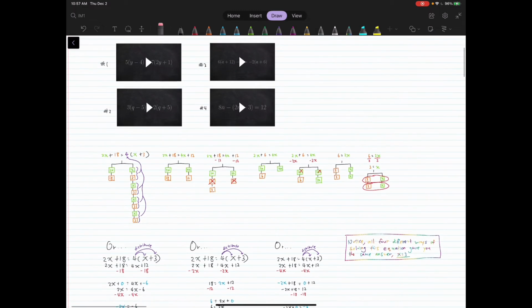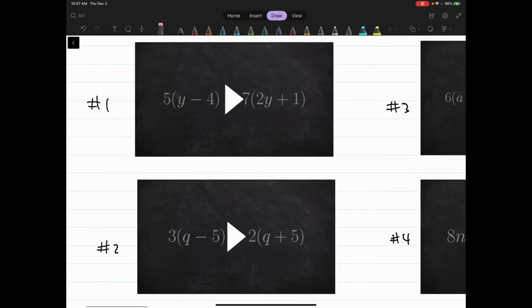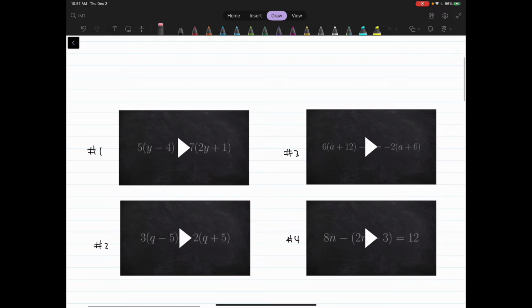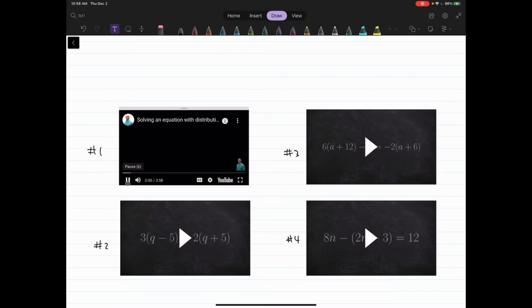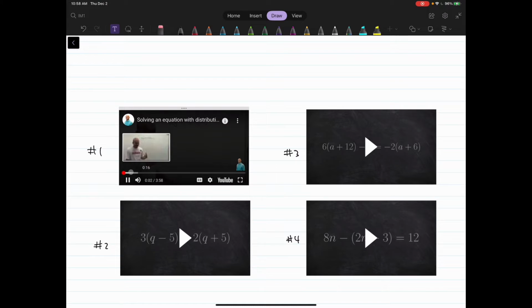Now what I want you guys to do is pause the video and go through all of these 4 problems. Pause it before you, like you could play it like this. And then I want you to try the problem out before you actually look at the video here.